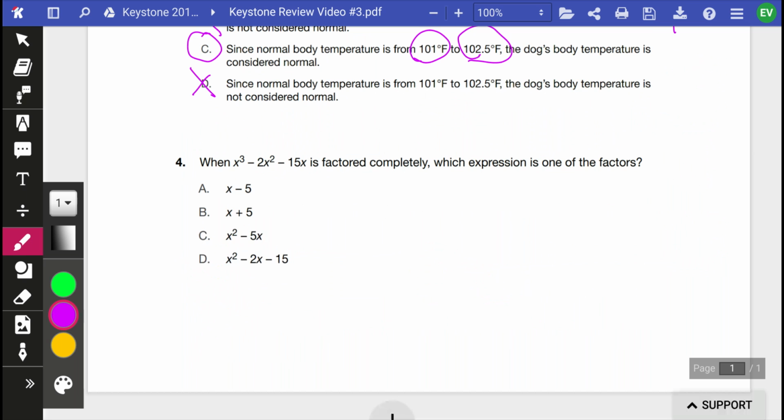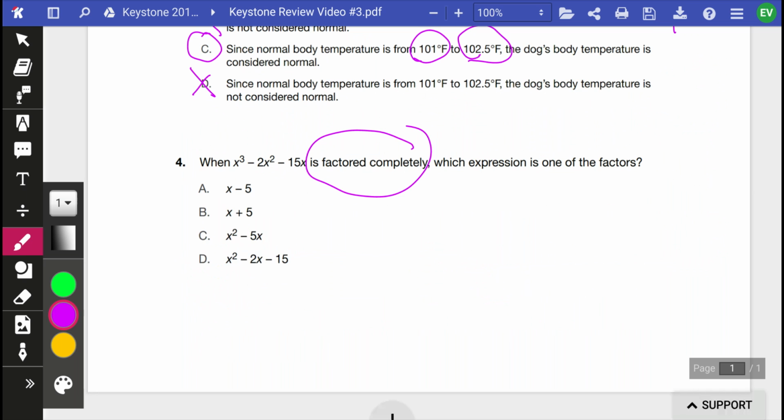For question number 4, we have when x cubed minus 2x squared minus 15x is factored completely, which expression is one of the factors? So factored completely. This is definitely one of the things that we're not going to get to this year. So pay attention to how I'm factoring. This is something that we can look at again in more detail as time gets closer.